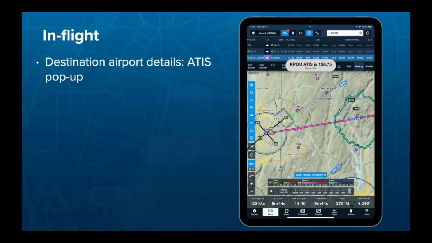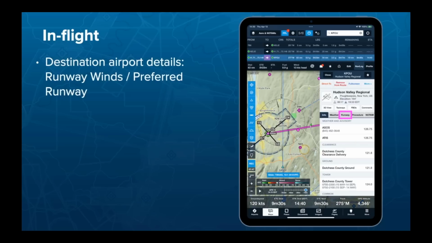But if you're using an XM receiver or an ADS-B receiver that gives you in-flight weather, you can also get information about the destination airport even before you can reliably receive the ATIS frequency. So in this case, if you tap on the airport, it will show you the little side menu there.